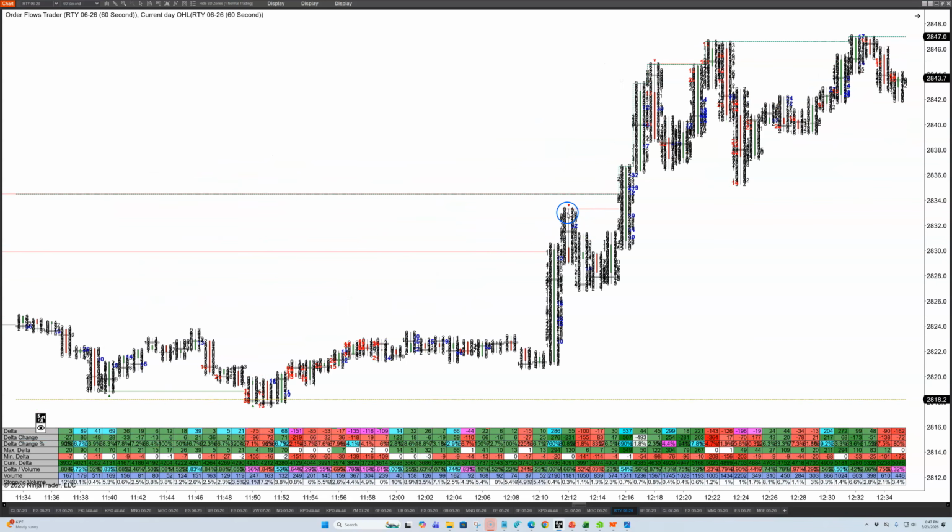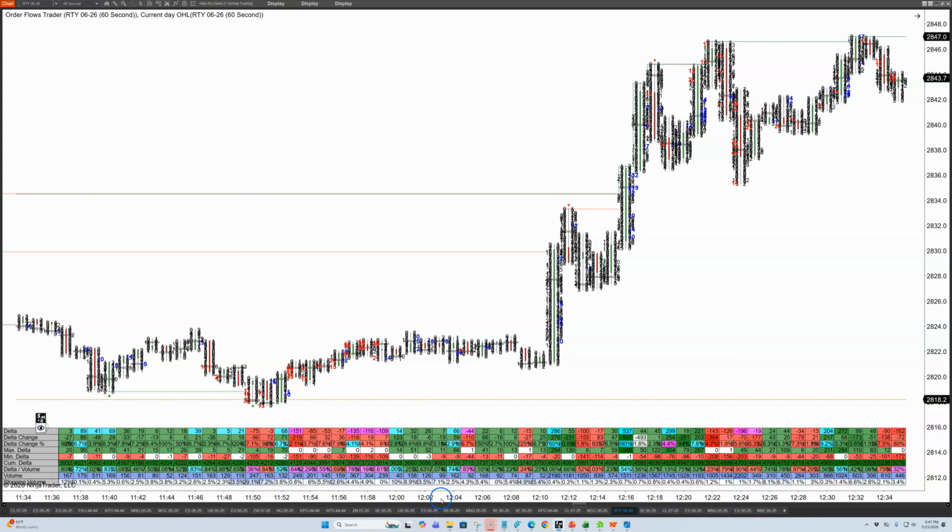12. This one would have stopped you out. Some small ones here. So this is a trade here, starts to go up a little bit, comes back. This bullish one, this is interesting.